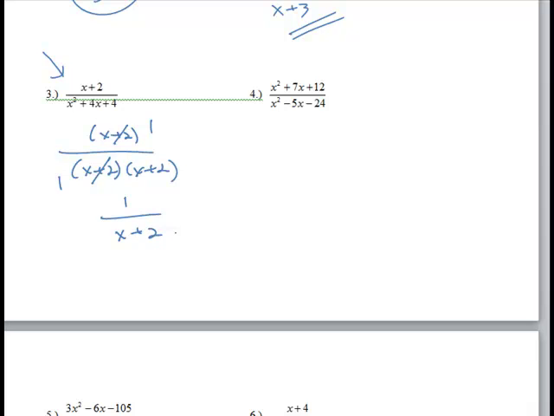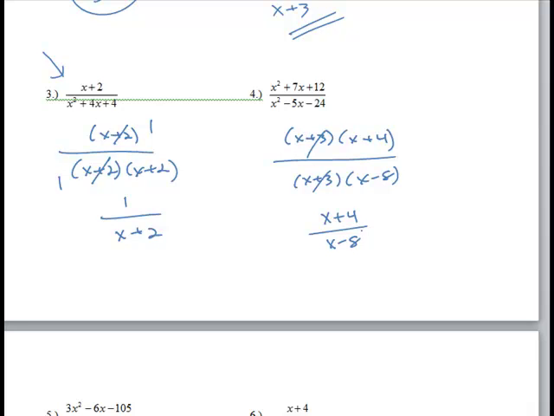Example 4, simplify the rational. So once again, begin by factoring. The numerator factors into x plus 3 times x plus 4. The denominator, x plus 3 times x minus 8. So common factors cancel out, leaving us the remaining rational, x plus 4 over x minus 8.